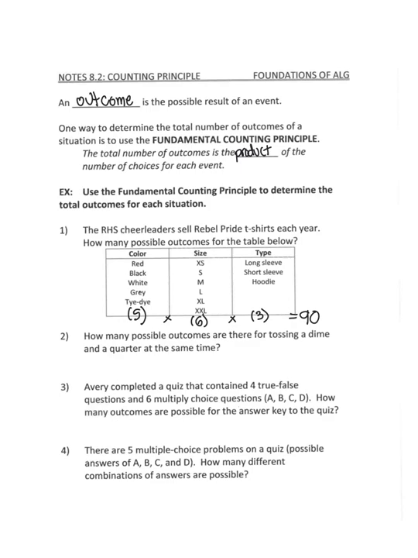Okay, if we look at number 2, how many possible outcomes are there for tossing a dime and a quarter at the same time? If I toss a dime, I could get either heads or tails, so that's 2 different outcomes. If I toss a quarter, again I could get either heads or tails, so that's 2 more outcomes. If I multiply 2 times 2, I get 4 different outcomes.